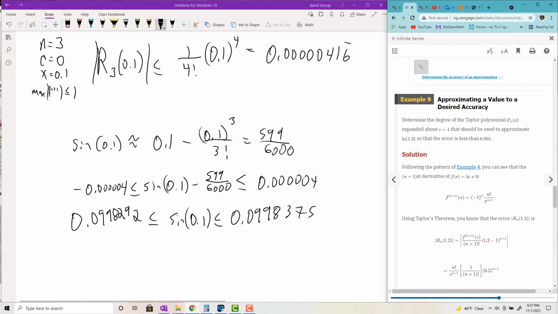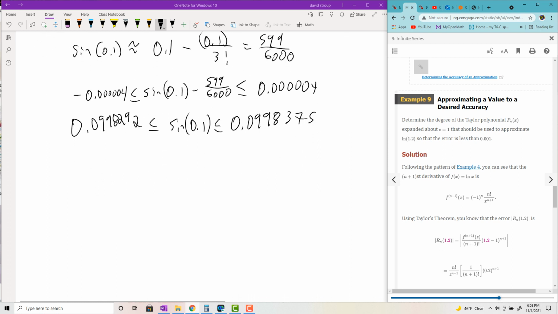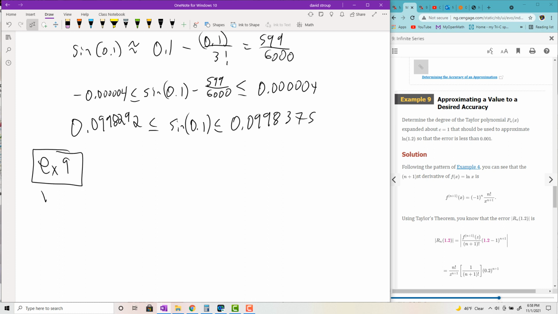Okay, so now it's kind of the reverse side of the coin. Example 9. Let's go ahead and make this the video quiz for this section. This will be the third video quiz in video quiz set number 7, so 9.7, example 9 from the book. This time we're trying to approximate ln of 1.2 so that its error is less than 0.001.